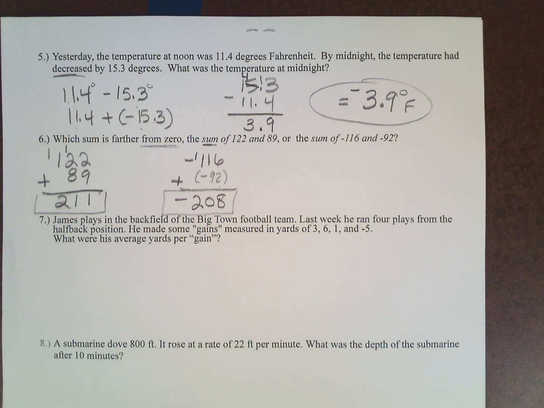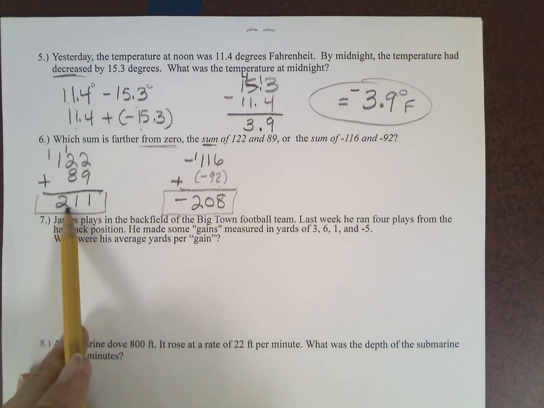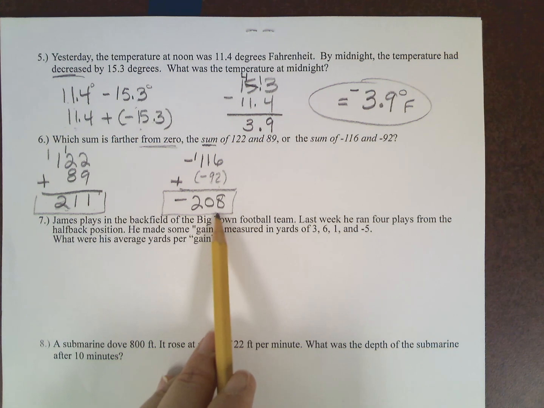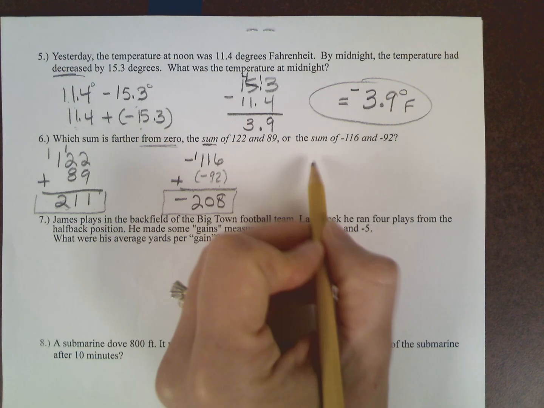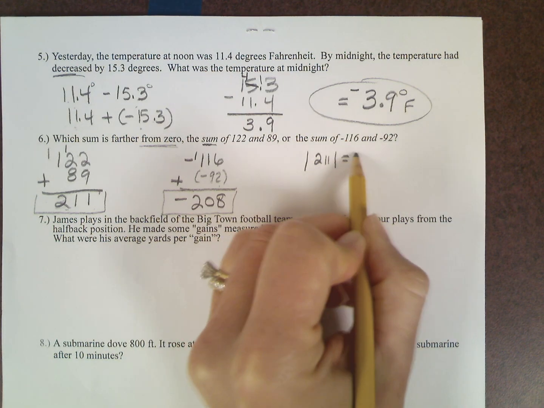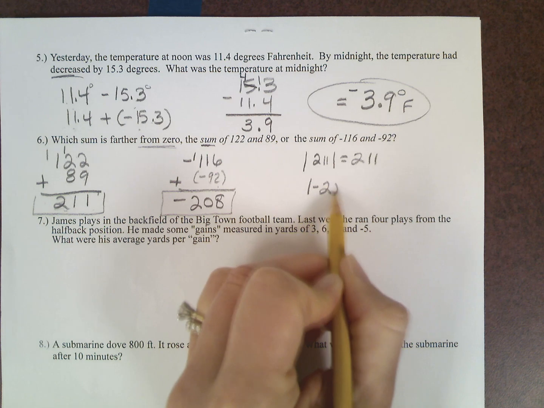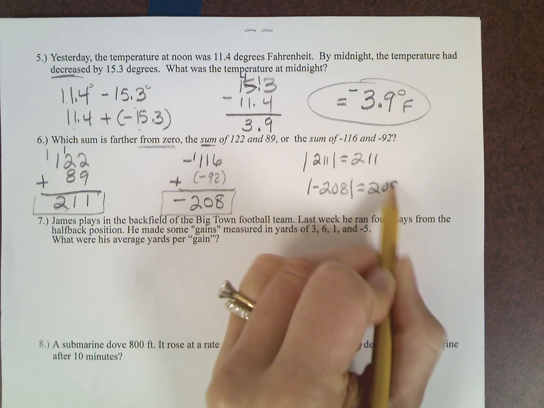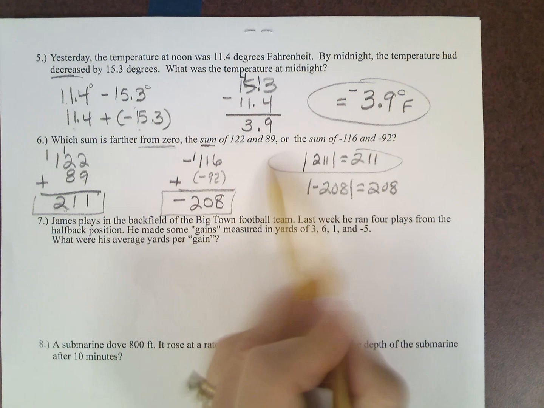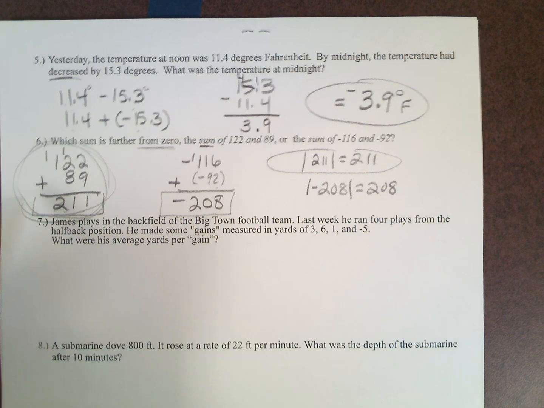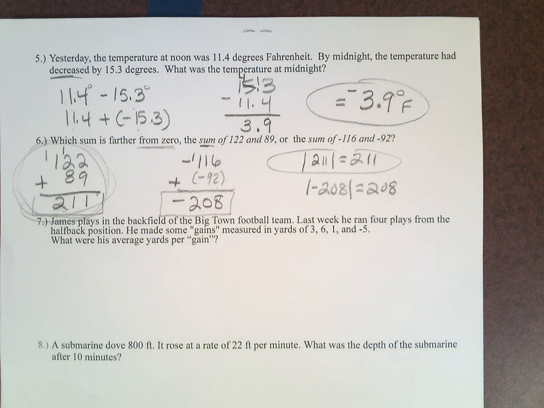Well, you have to think about which one's further. One's positive, so it's to the right of 0, and one's negative, it's to the left of 0. So in this case, it doesn't matter which direction you're going, it matters which one's further from 0. So we're almost looking at the absolute value of these numbers. And if you remember absolute value, you probably had the answer a couple seconds ago. The sum that gives us the 211 is further from 0. So in this case, it ended up being the two positive numbers that we added together.